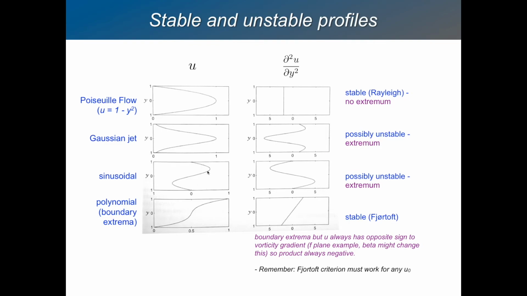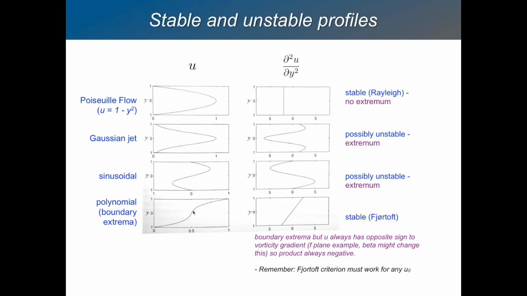Sinusoidal flow, likewise: the derivative of a sinusoidal function is another sinusoidal function, so it's always going to have extrema, possibly unstable. A polynomial, and it's obviously a third order polynomial because the second derivative is a linear function here. It's got boundary extrema, so by the Rayleigh criterion, it could be unstable. It's got an extremum here and here, on the boundaries.